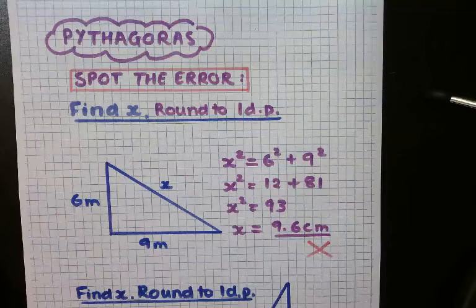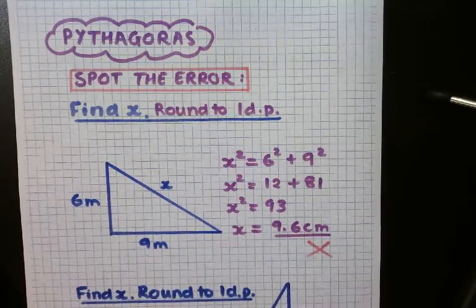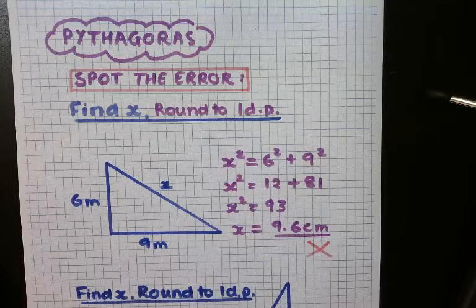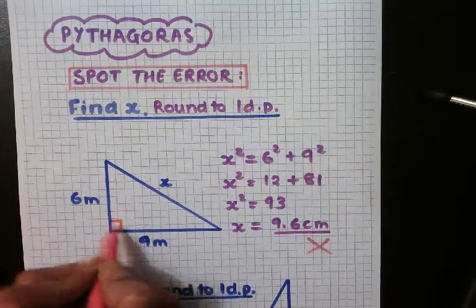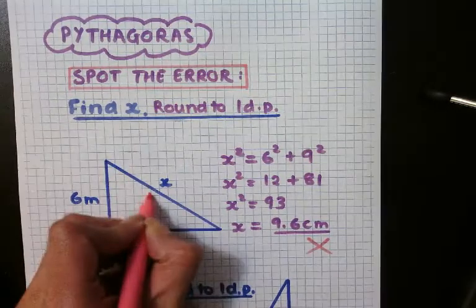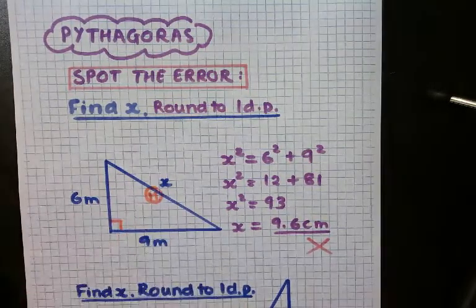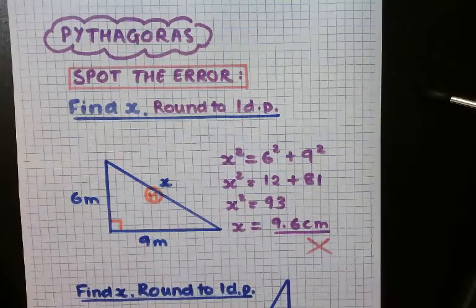Pythagoras problem that's been completed incorrectly. Can you spot the error? So let's see where the error was. So the x is the hypotenuse. It's opposite the right angle. It's the longest side of the right angle triangle.